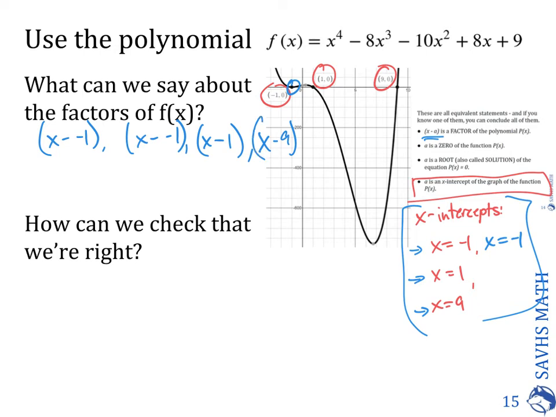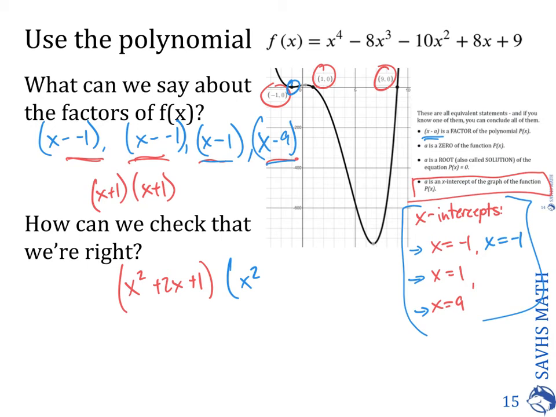Now, how can we check that we're right? We could multiply out all of these pieces together. So I'm going to do these two together first. So I have x plus 1 times x plus 1. That's going to give me x squared plus 2x plus 1. When I multiply out this times this, I'm going to get x squared minus x minus 9x plus 9. Okay, so let's rewrite that really quick. This is the same as x squared minus 10x plus 9.